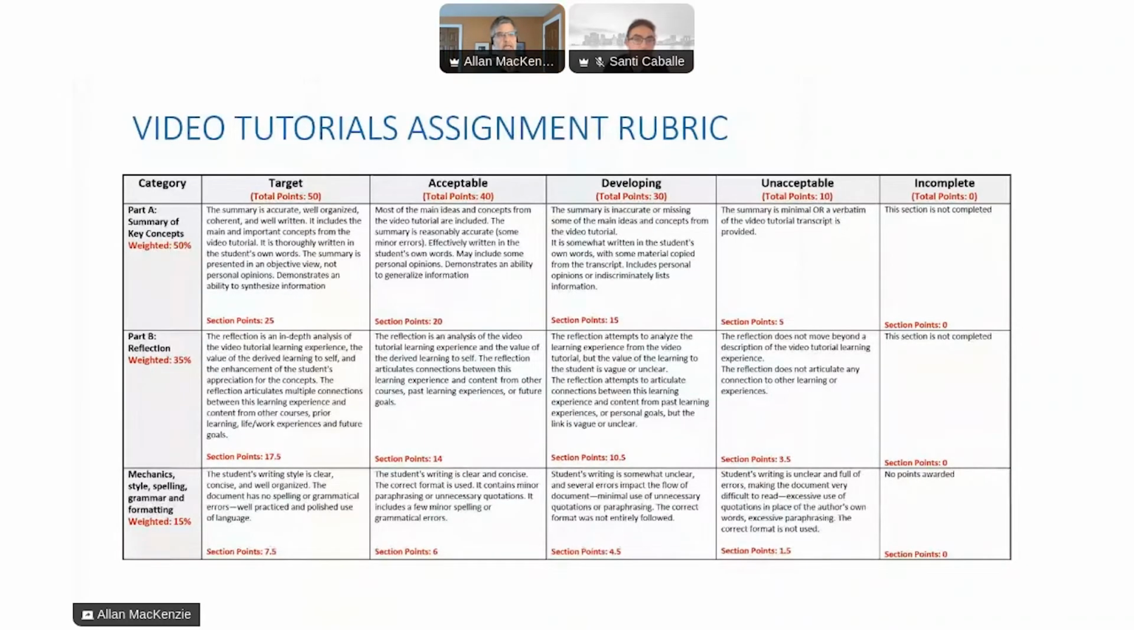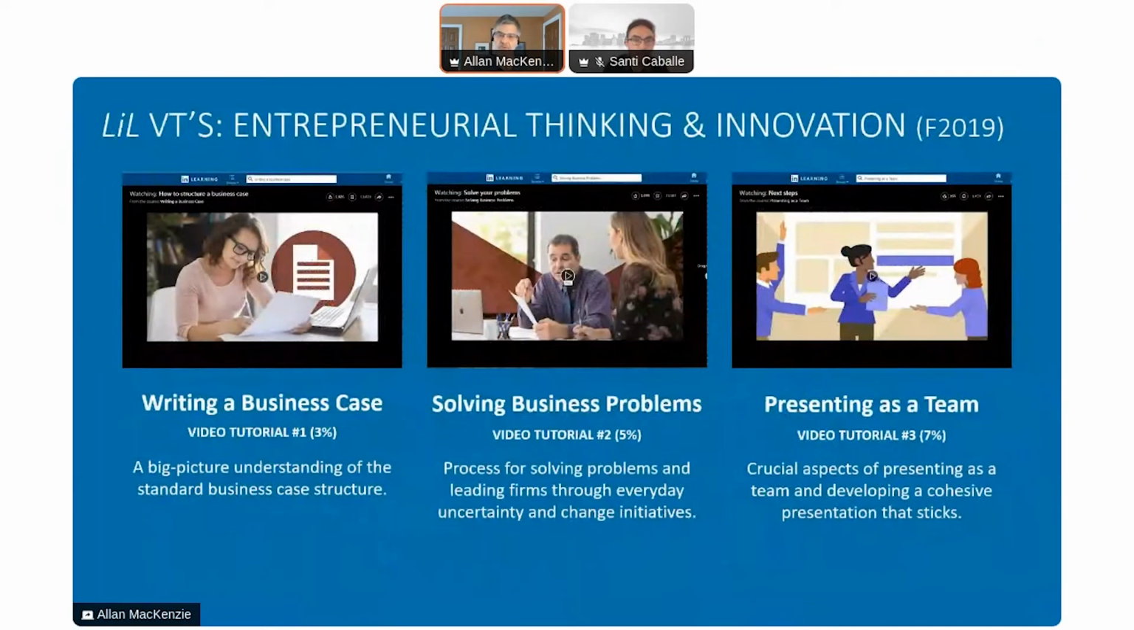And just briefly, for my Entrepreneurial Thinking and Innovation course, these are the 3 LinkedIn Learning tutorials that I use. The first one, writing a business case, which gave students an overview. Then solving business problems was more about thinking about problems and opportunities. And then the last one was presenting as a team, because there were lots of presentations within this course. I have since swapped some of these out. I've swapped the last one, for instance, to becoming an entrepreneur inside a company, based on some feedback, which I'll share with you in just a second.